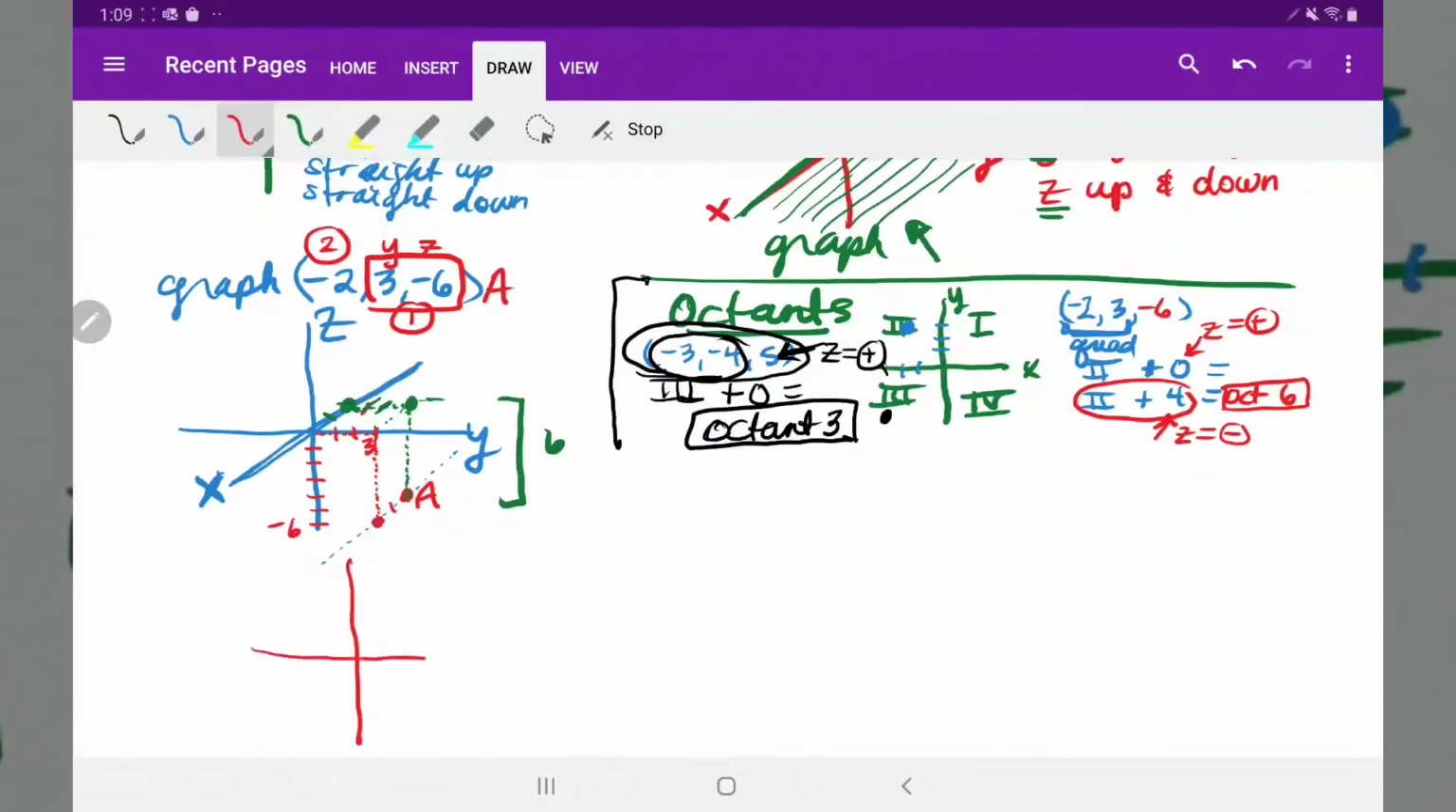Okay, so that's just graphing. Actually, the hardest part about 3D is the graphing. A lot of the rest of this section you're going to like. The graphing's just a little weird. Octants is a little weird. Okay, so let's see.